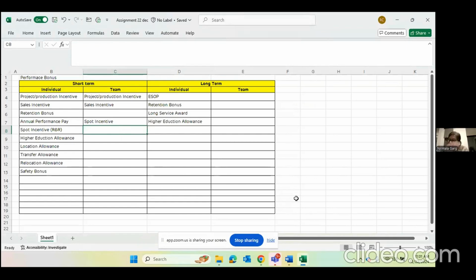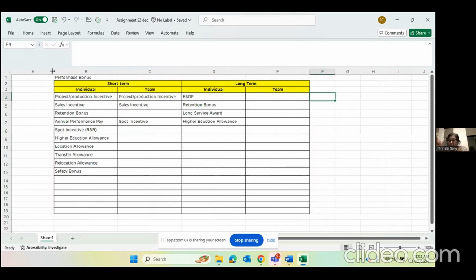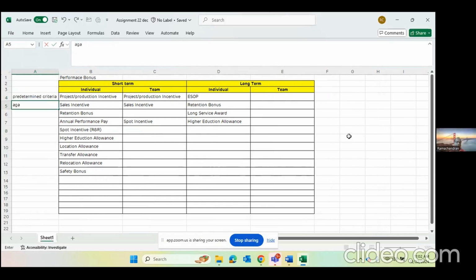What I'm trying to get at is that there is a criteria. It's not that everybody who is working on the production gets it automatically. There is no guarantee. There is a predetermined criteria, how much you have to do, what the targets are, or a protocol to follow. Based on that criteria, there are measures and metrics, and it gets a certain percentage. Sales incentive is very clear, it's predetermined targets again. Retention bonus, we have discussed at length.